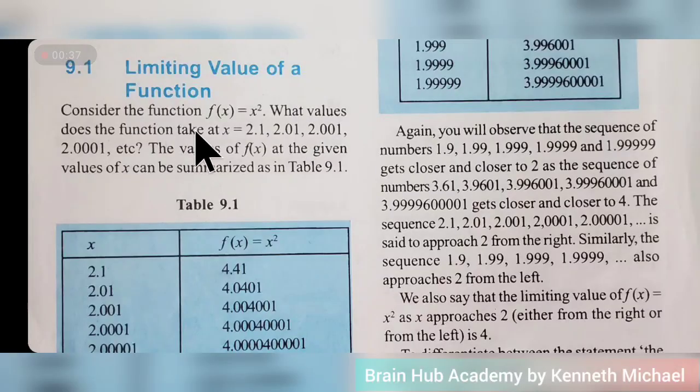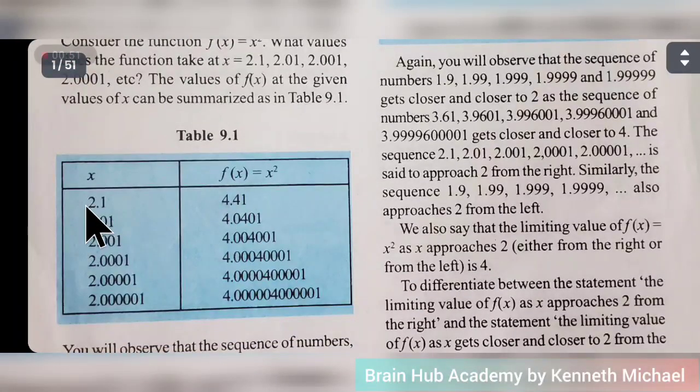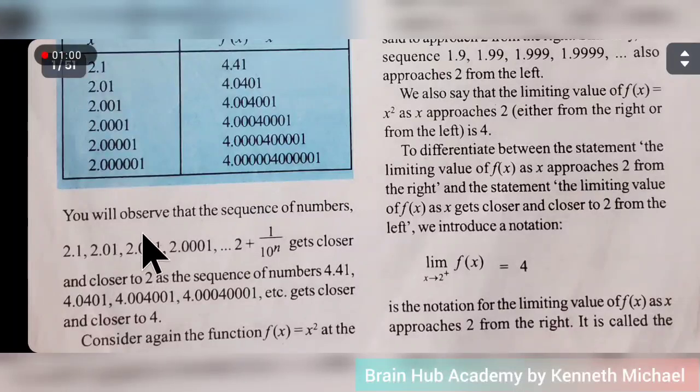What value does the function take at s equals 2.1, 2.01, and so on? The value of f of s at the given value of s can be summarized in this table. So what to do is that each of these values, if you put it in the place of s, square each of these values to give you all of this in this table. You will observe that the sequence of numbers, this down to 1 over 10 raised to power n, get closer and closer to 2. Yes, if you look at the values in the table, we get closer to 2 approximately.